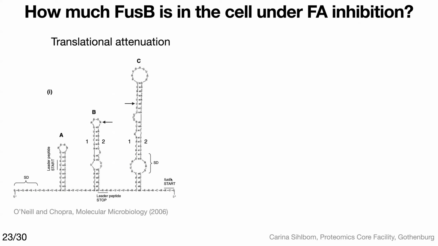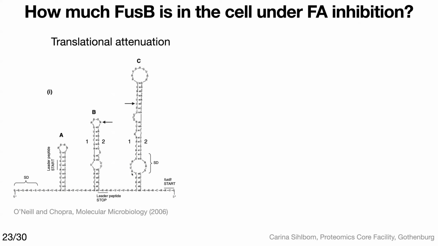So, for example, here is the start of the gene for FusB, and here is the Shine-Dalgarno sequence. And here it is in a hairpin structure that is not available for the ribosome to bind, whereas there is another Shine-Dalgarno upstream that is available. So normally the ribosome will bind to this one, and it will produce what is called the leader peptide, a small protein that is upstream of the FusB gene.